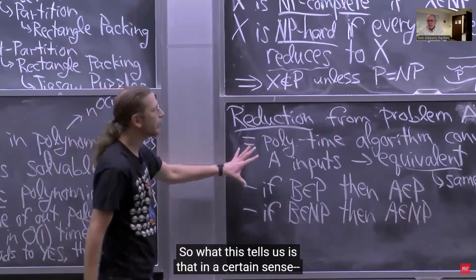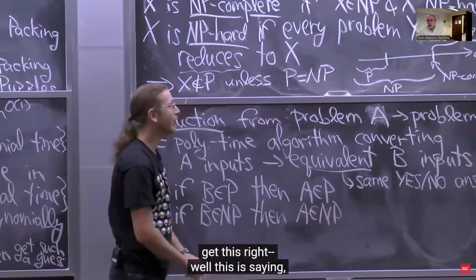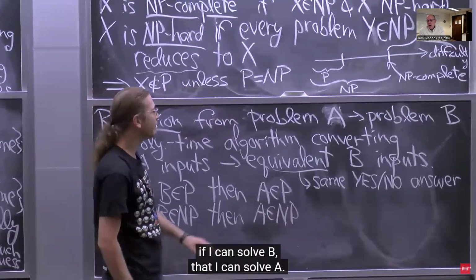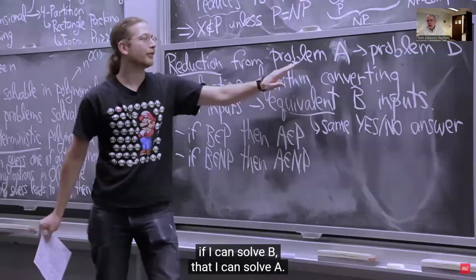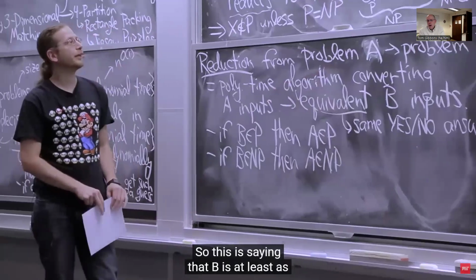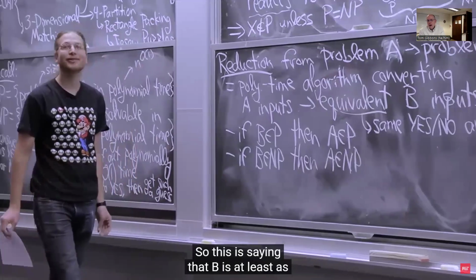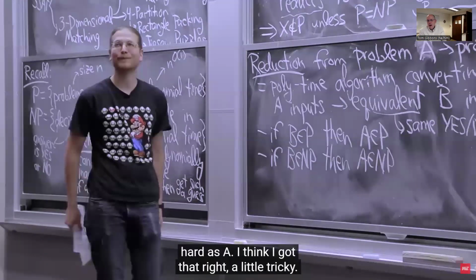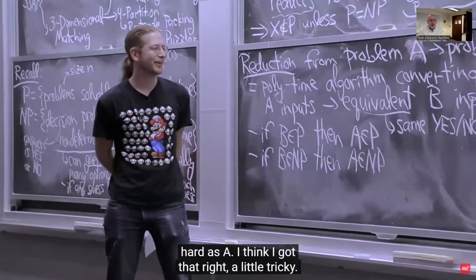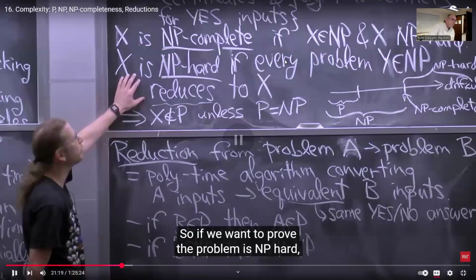So what this tells us is that in a certain sense, it's saying if I can solve B, then I can solve A. So this is saying that B is at least as hard as A. Did I get that right? A little tricky.